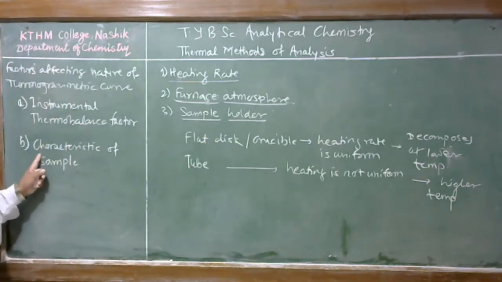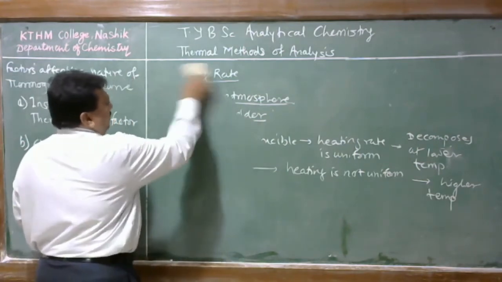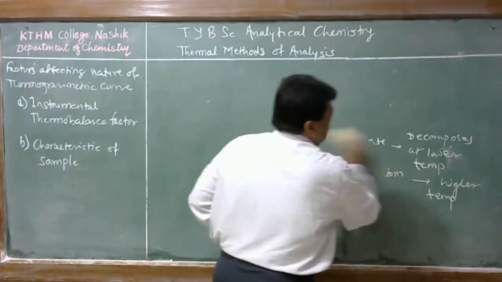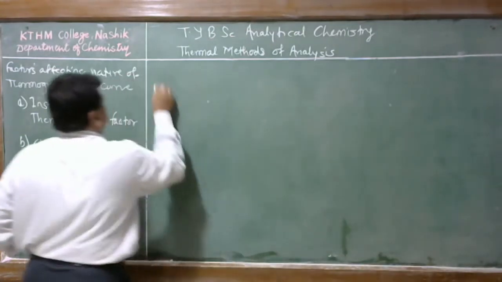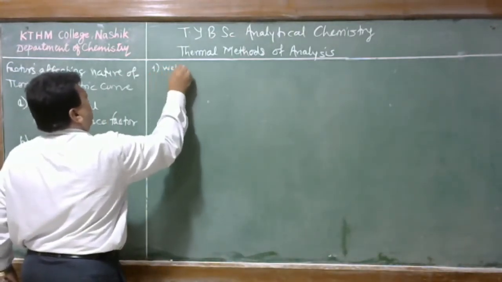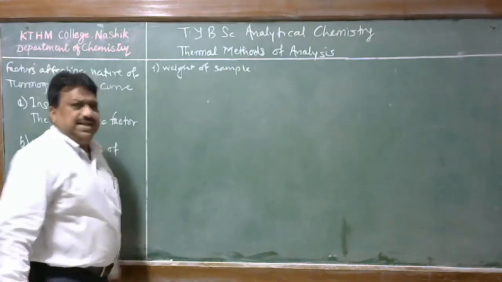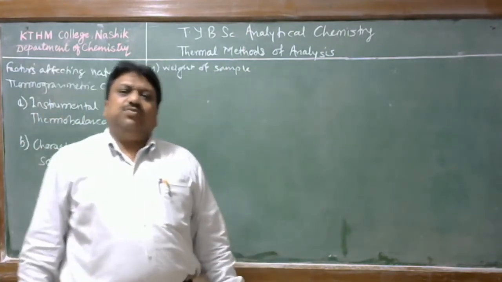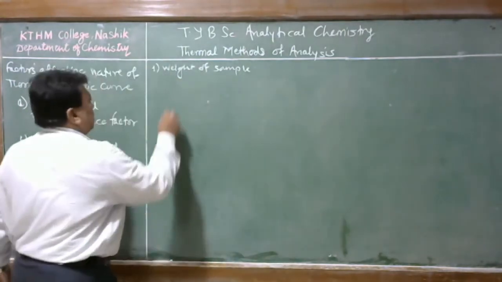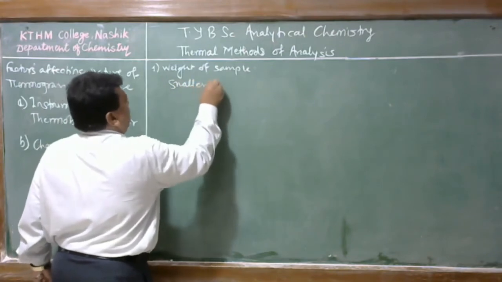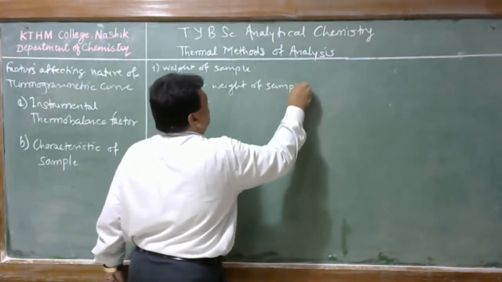Along with this, we discuss the sample characteristics, how the nature of the sample affects the nature of the thermogram. Sample characteristic number one is the weight of the sample, the weight or amount of sample taken for the analysis. If the weight of the sample taken for the analysis is smaller, then we have a good result. Therefore, a smaller weight of sample gives a good result.